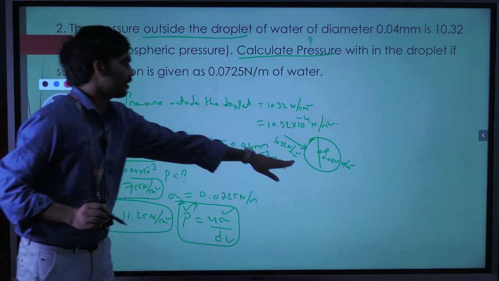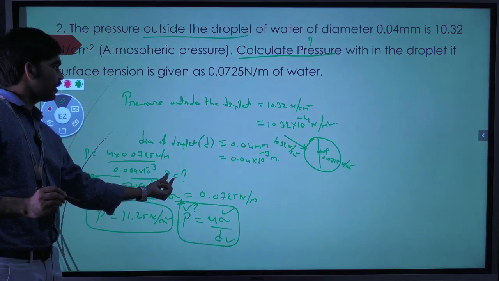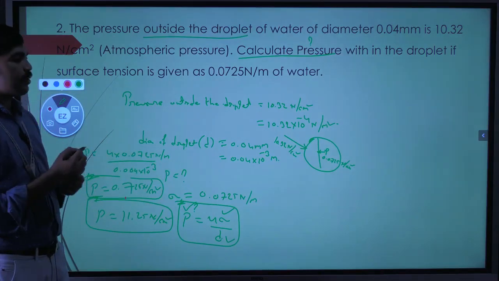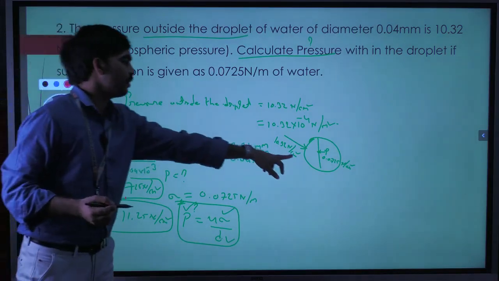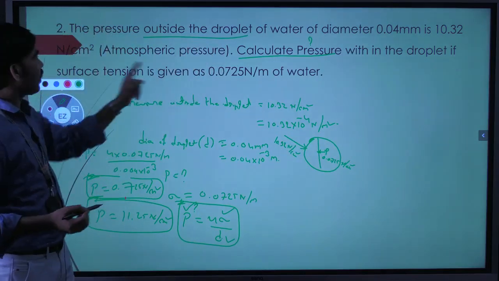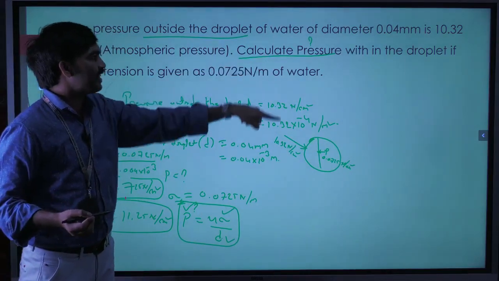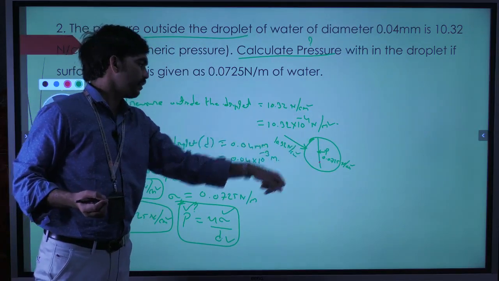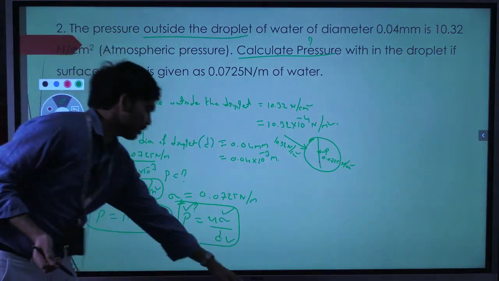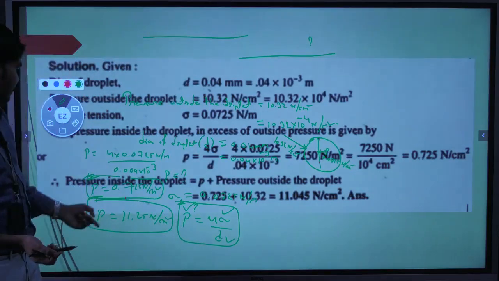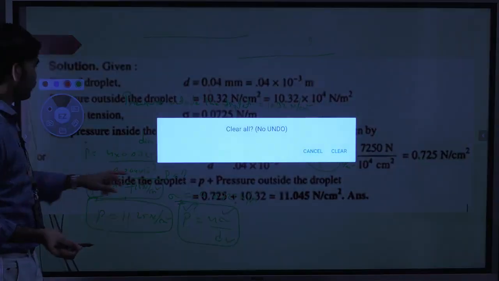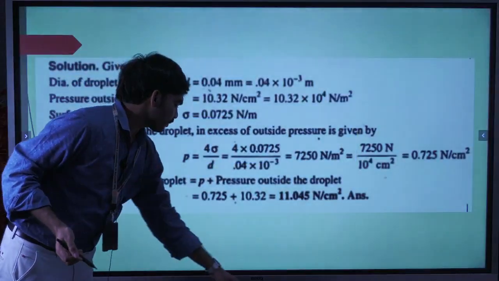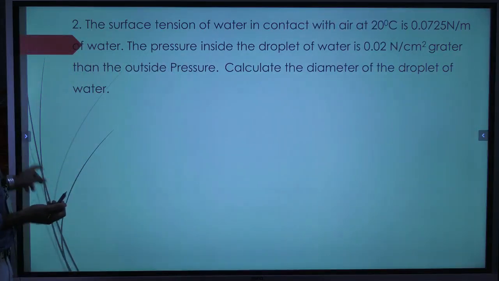So here you need to understand what the P is here. It is only the pressure inside the droplet in excess of outside pressure. He is asking to calculate the total pressure, that is, the pressure within the droplet. That means inside pressure plus outside pressure. Then you will get the total pressure. Okay, I hope you understand this problem. Now we will go to the next problem. This is the third one.